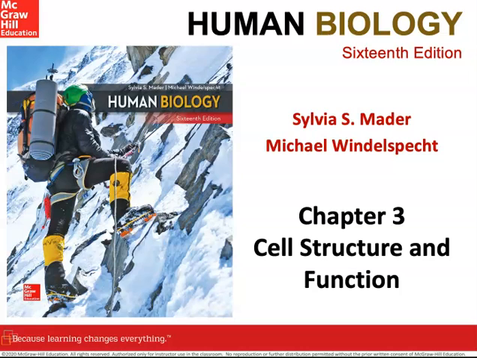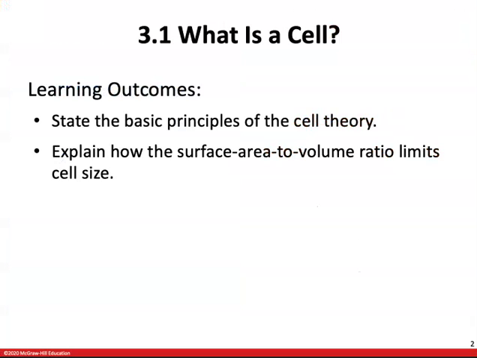All right, Chapter 3, Cell Structure and Function. In this chapter, we're going to go over the basic principles of cell theory, and we're going to talk pretty extensively about how the surface area to volume ratio can limit cell size.